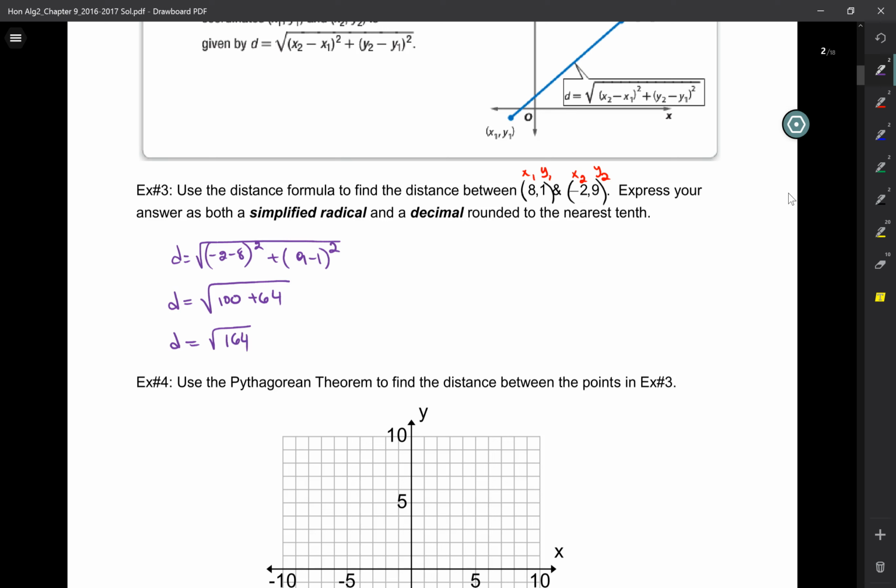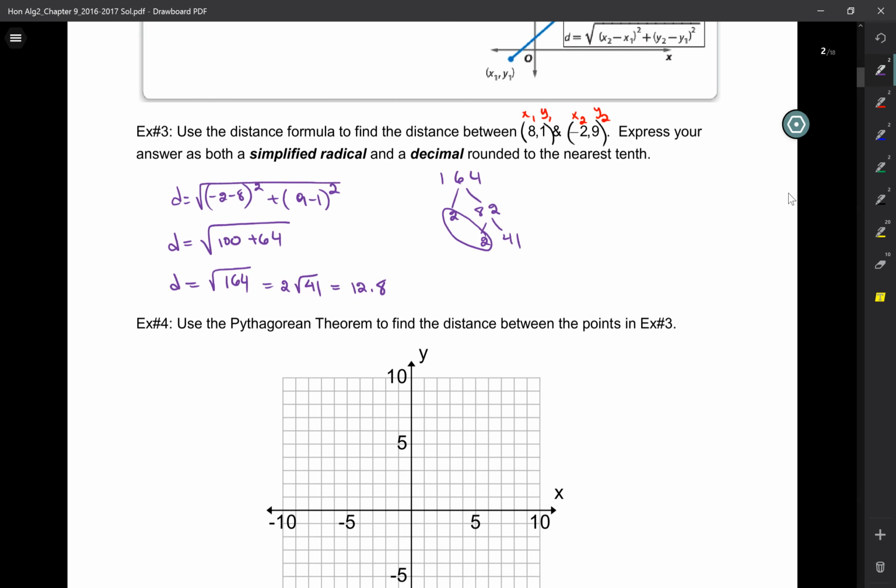And if we simplify it in root form, how much would it be? 2 root 41. So 164, you break it down into its factors. It's 2 times 82. And 82 is 2 times 41. Yeah. So now whatever can be paired comes out. So 2, yeah, and 41 stays. And then in decimal, how much is this? It is 12.8. 12.8, right. Okay.